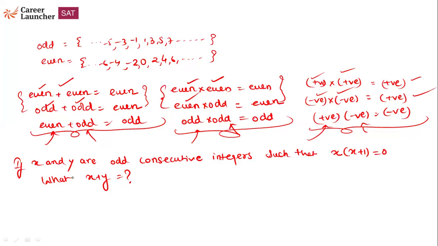Okay, let's try to solve this question then. If x into x plus 1 is 0, then product of two integers is 0. X plus y is odd. No, Ayushi, x plus y is not odd. If x into x plus 1 is 0, then at least one of them is 0. Correct? Either x is 0 or x plus 1 is 0.